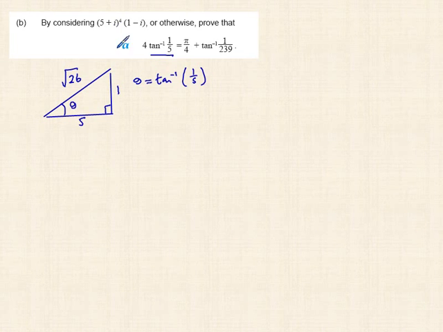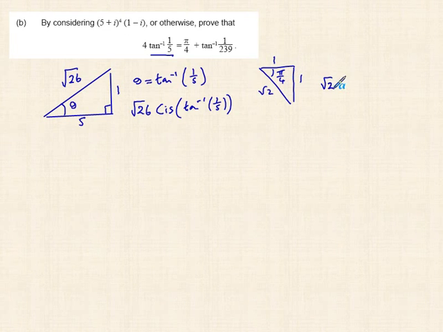So this complex number here would be root 26 cis inverse tan 1/5. If we now consider the 1 minus I, 1 and 1, this is root 2, this would be pi by 4, so this one is root 2 cis negative pi by 4.